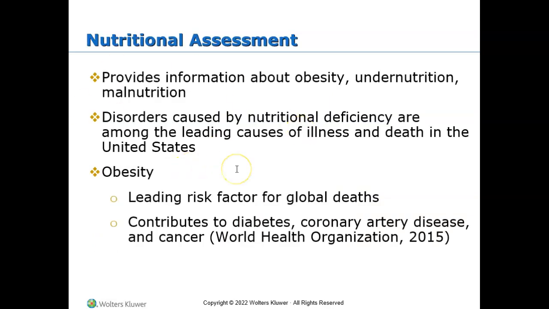Your nutritional assessment, again, remember, skin tells you a lot about someone's nutrition status, especially when they're malnourished. You might have fragile skin. You can see the person's ribs and other bony prominences if they have undernutrition or malnutrition as one of their risk factors or actual diagnoses.